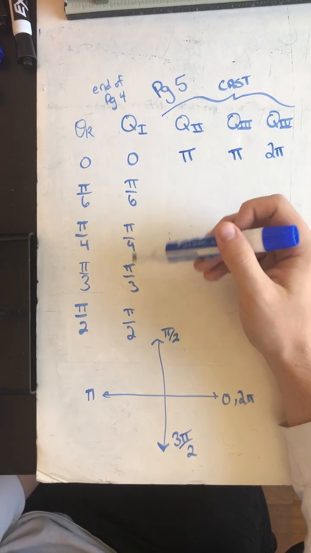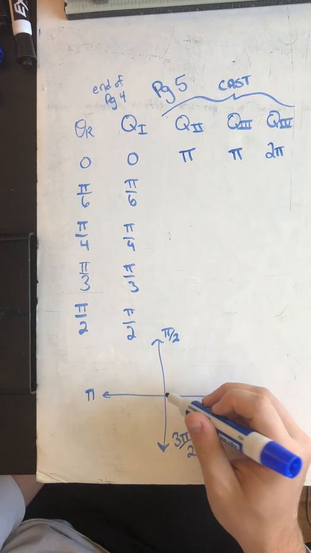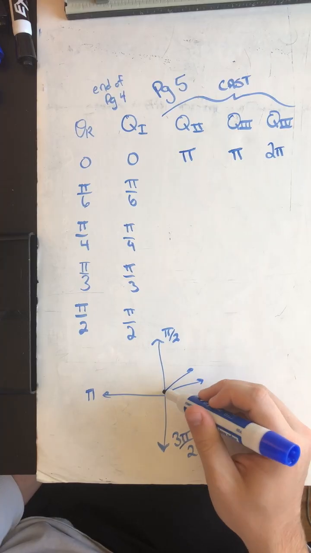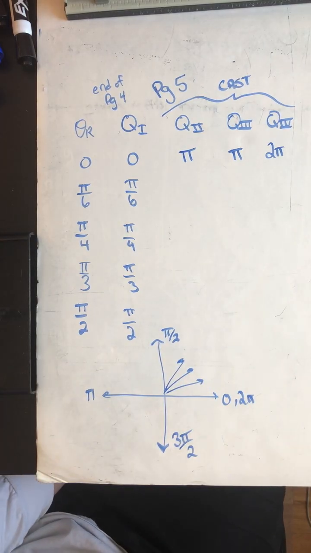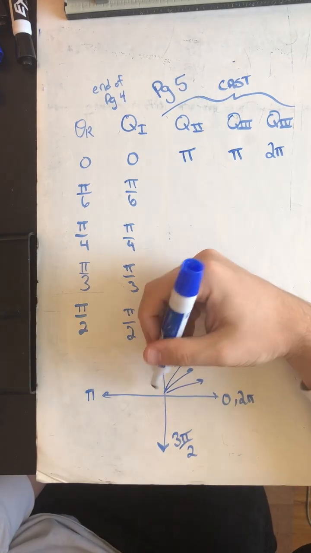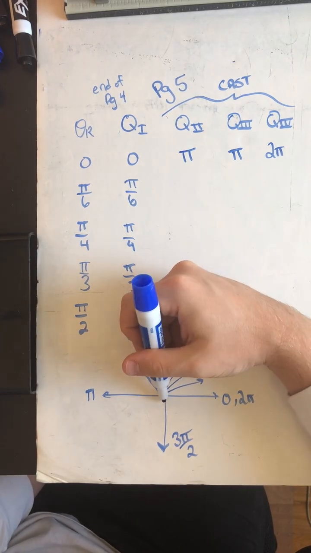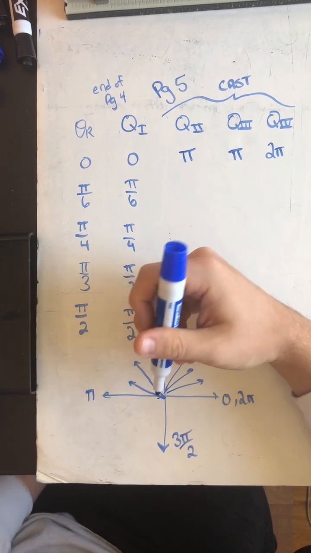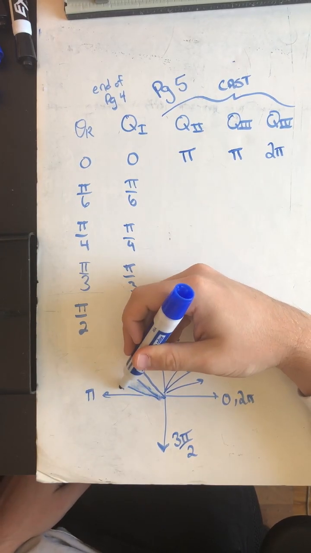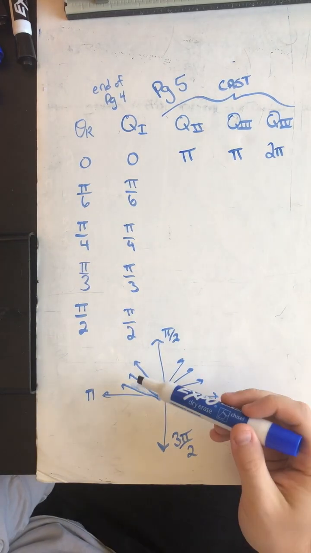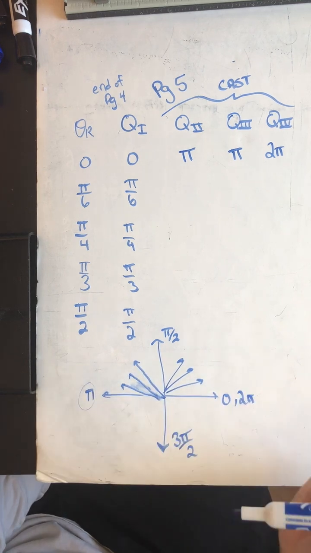So pi over 6, pi over 4, pi over 3 are the exact same angles in quadrant 1. So there's pi over 6, pi over 4, and pi over 3. Once they get into quadrant 2, now you're looking at a little bit different, right? Depending on, let me just redraw that one there. Depending on where your closest x-axis is. So in this quadrant, the closest one is pi.